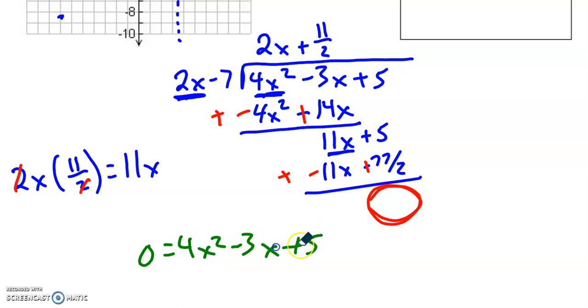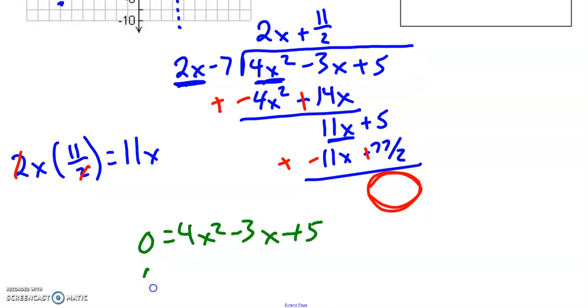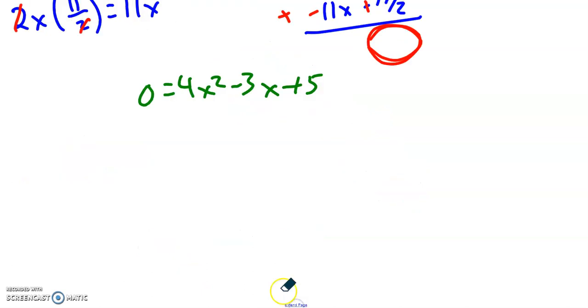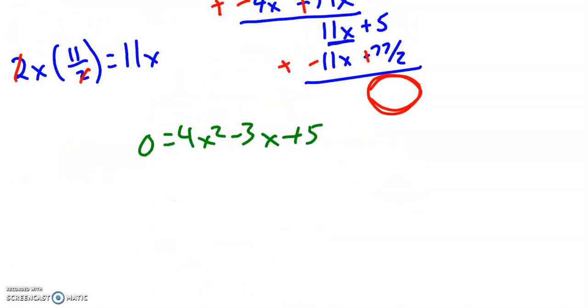And this actually does factor, I believe. So let's see here. So 0 equals, no, really, I don't think it does factor. I scratched that. So again, our options are quadratic formula or completing the square. And I'm assuming most of you are going to choose to do quadratic formula, so I'll go ahead and do that.